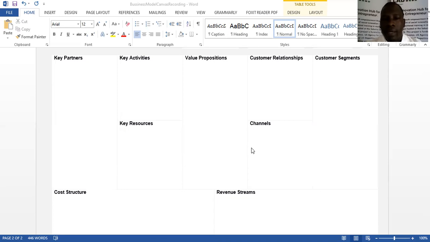Then another one is revenue stream, and this mostly describes how your business will make money. This is the core part. So there are some mechanisms that need to be devised so that the business can create money, because this money is the one that will support other activities.